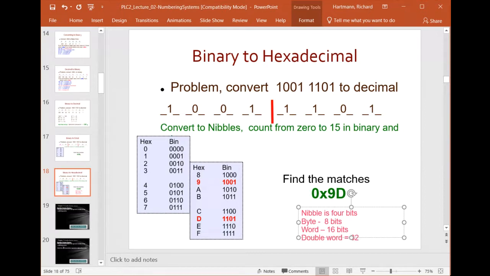is 32 bits, okay, and a quad word would be 64 bits, although a lot of times, like if you're using a 64-bit computer, they may just call it a word even though it's actually 64 bits. Okay. But it's important that you know that a nibble is 4 bits, a byte is 8 bits, and a word is 16 bits.